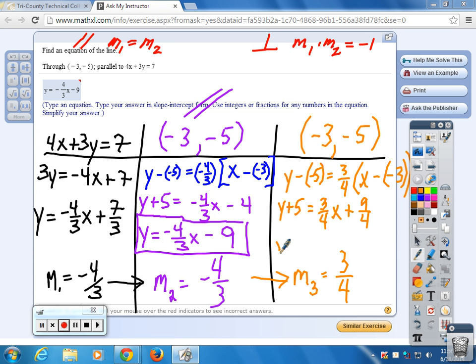So y is equal to 3/4 x plus 9/4. I'm going to bring this 5 over. So what's 9/4 minus 20/4?